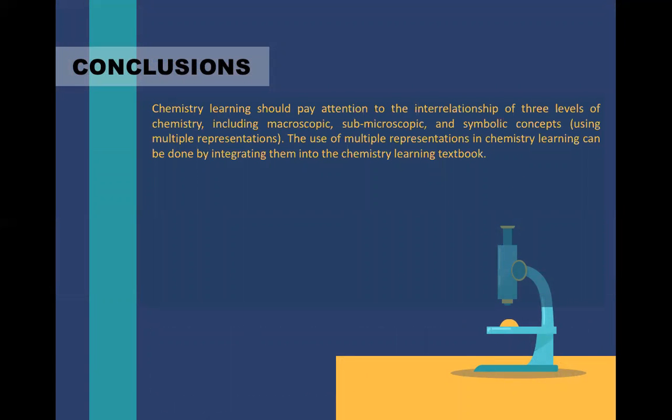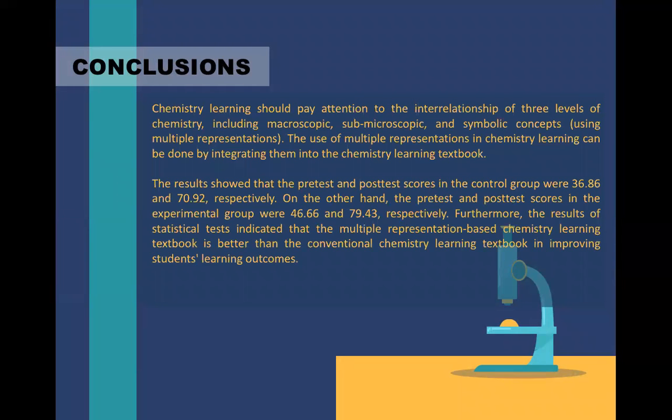This is the conclusion of this research. Chemistry learning should pay attention to the interrelationship of 3 levels of chemistry, including macroscopic, submicroscopic, and symbolic concepts, using multiple representation. The use of multiple representation in chemistry learning can be done by integrating them into the chemistry learning textbook. The results show that the pretest and post-test scores in the control group were 36.86 and 70.92 respectively.